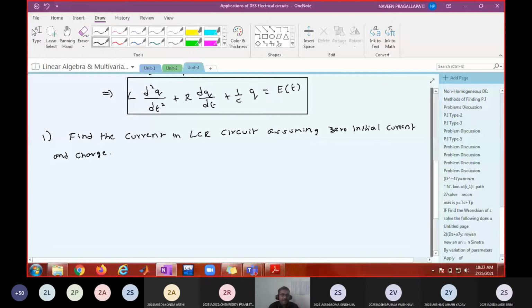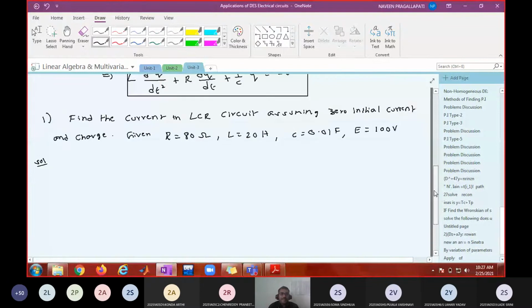Given that R equal to 80 ohms, and L equal to 20 henries, and C equal to 0.01 farads, and E equal to 100 volts. So this is the problem.